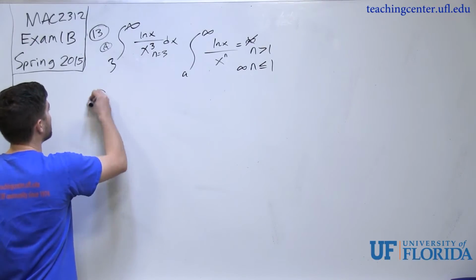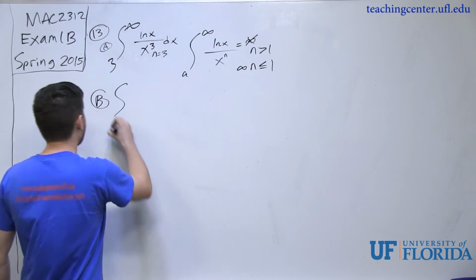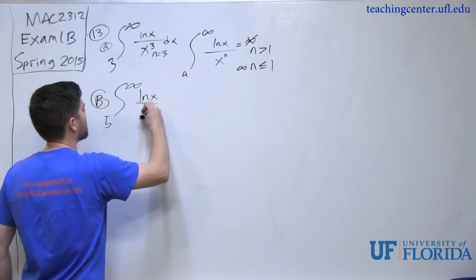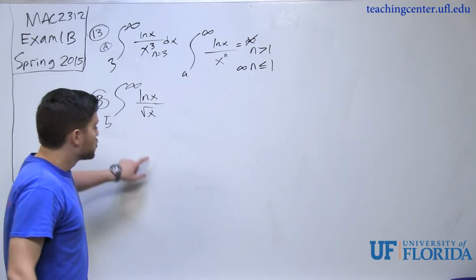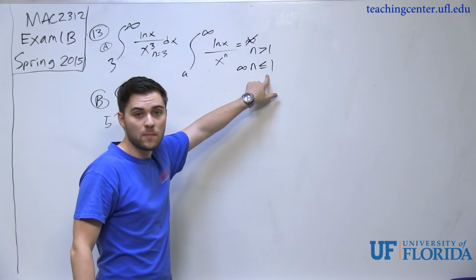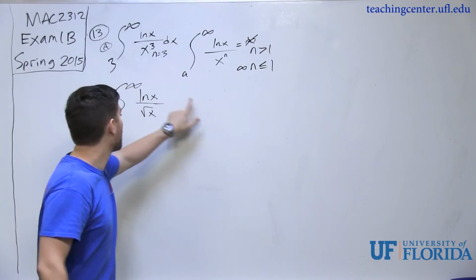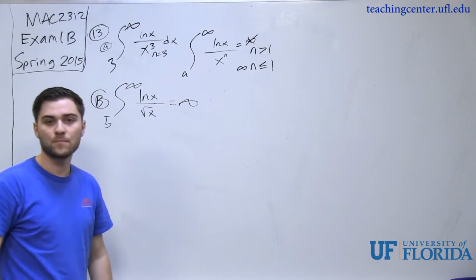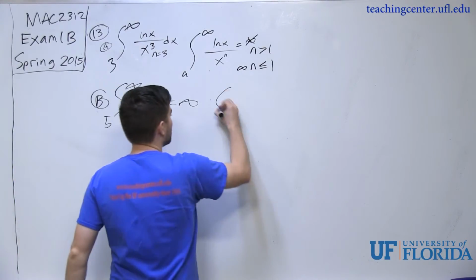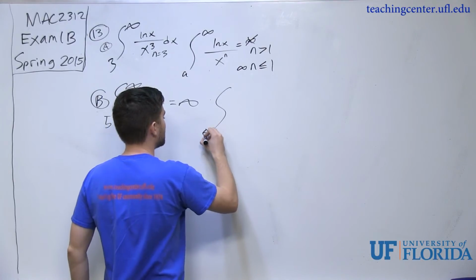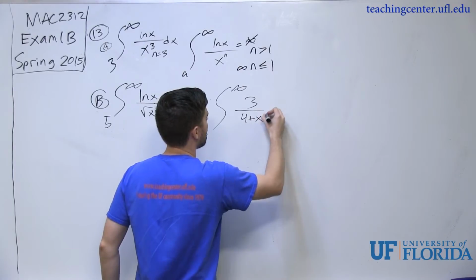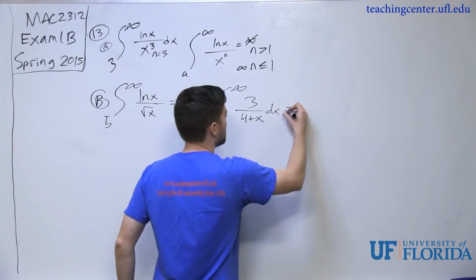Now, if we look at the other two, just for the sake of completion, if I have 5 to infinity of ln of x over square root of x, square root of x, that's x to a 1/2 power. 1/2 is less than or equal to 1. Well, it's just less than 1. So therefore, this integral should come out to infinity. So this integral is divergent. And the last one actually doesn't take this form at all. It's 8 to infinity of 3 over 4 plus x dx. And it says that this is equal to infinity.